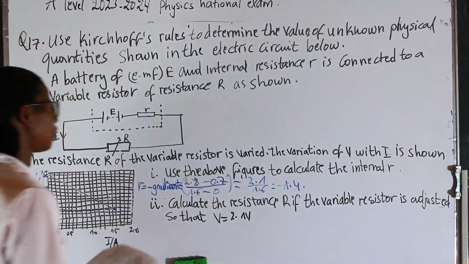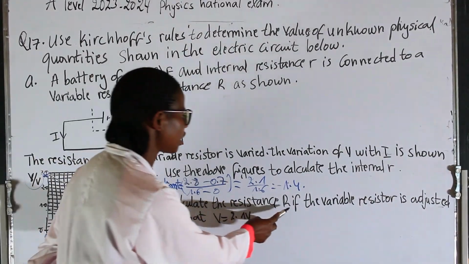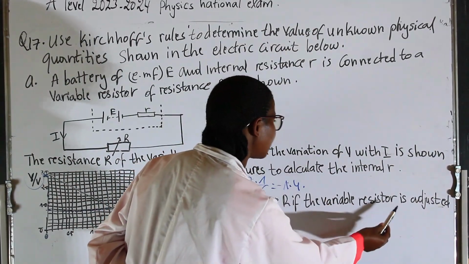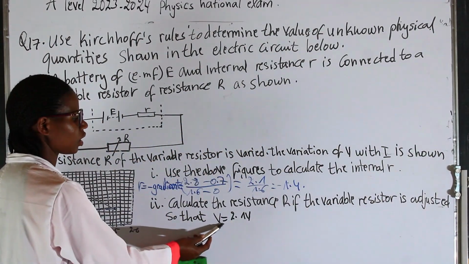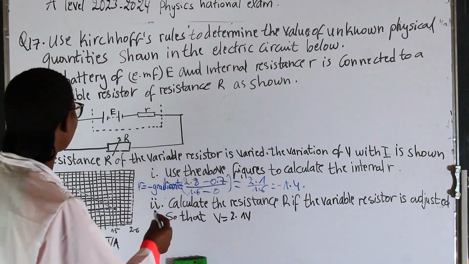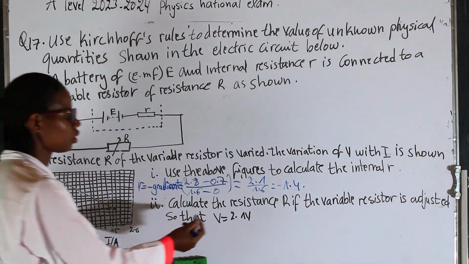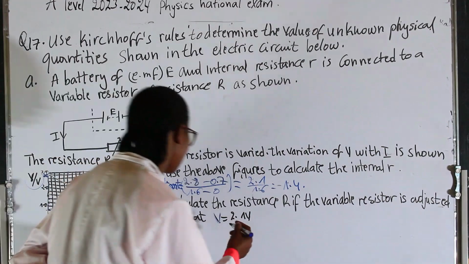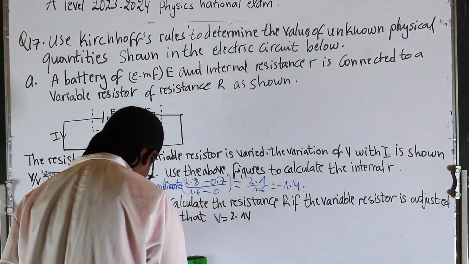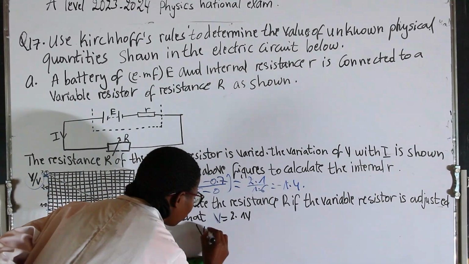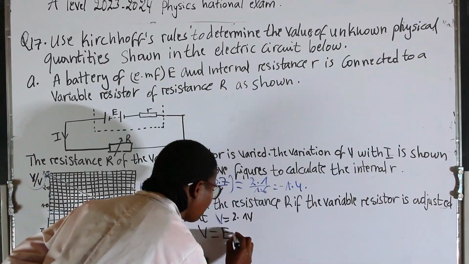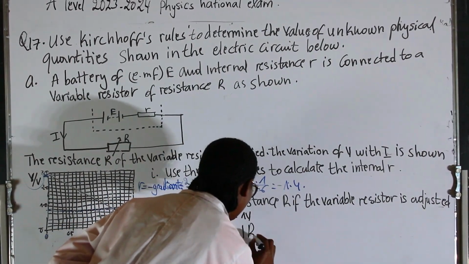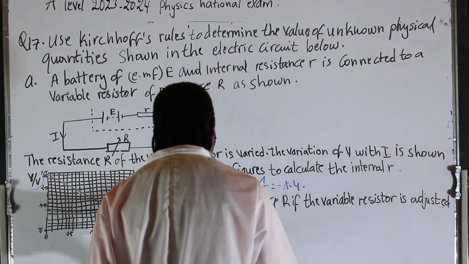1.4. For part E, calculate the resistance R. This is the resistance of the resistor, if the variable resistor is adjusted so that the potential V is equal to 2.1 V. Here we have V, which is equal to the electromotive force minus I times R.